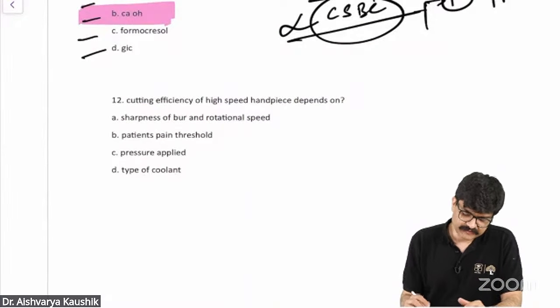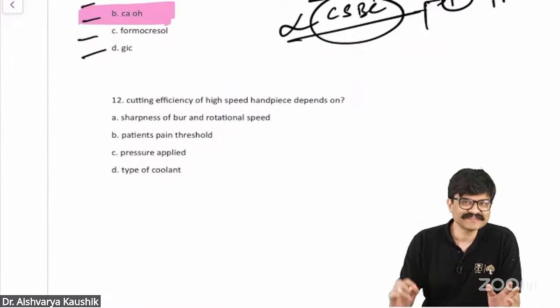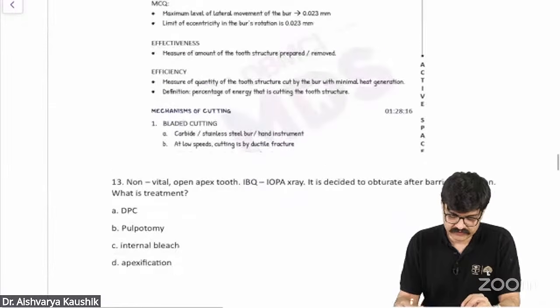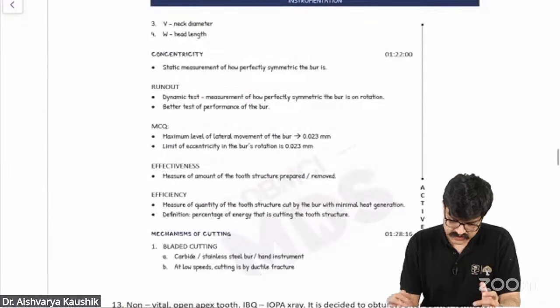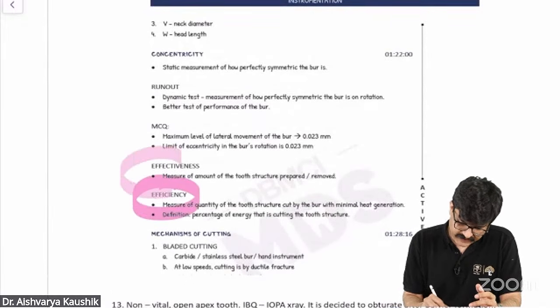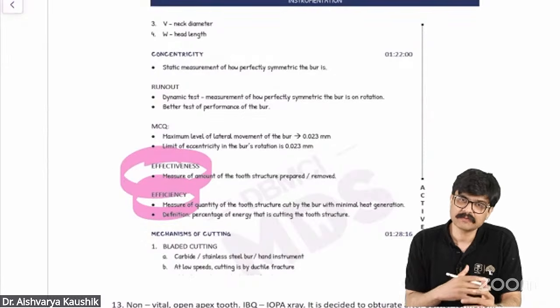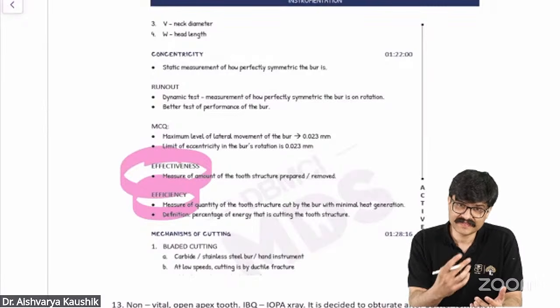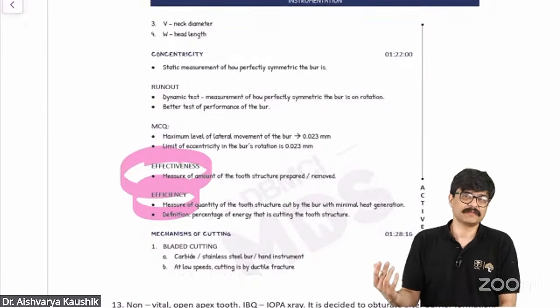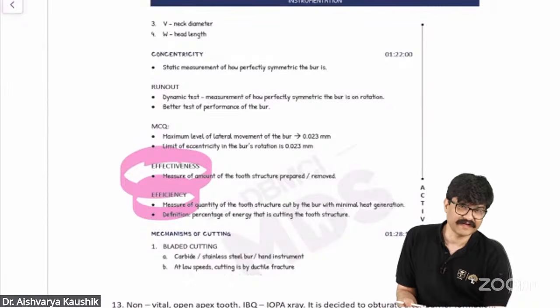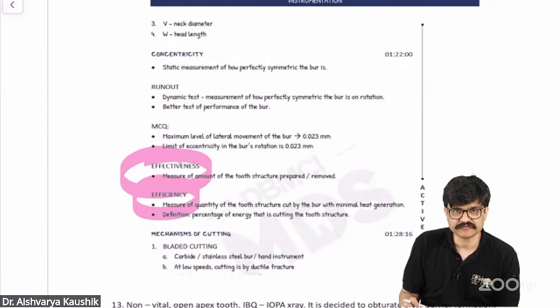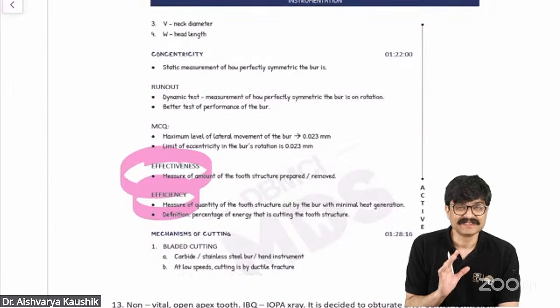Cutting efficiency of high-speed handpiece. Wow. Efficiency versus effectiveness. We always cover this. You see our notes, timestamped notes. So you have efficiency, you have effectiveness when you cut the tooth structure. Efficiency is the amount of heat that is generated, not just the amount of tooth that is being cut. Effectiveness is simple. I mean, you can just generate too much friction, but if you're cutting the tooth in less time, it's great. But efficiency also takes care of the fact that you're not generating too much heat.